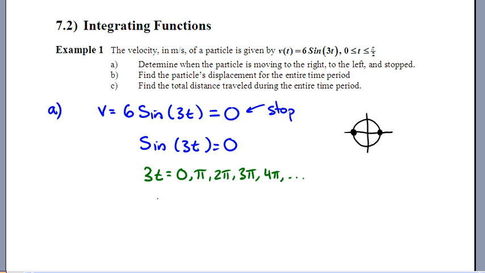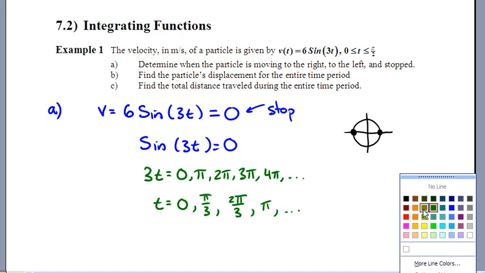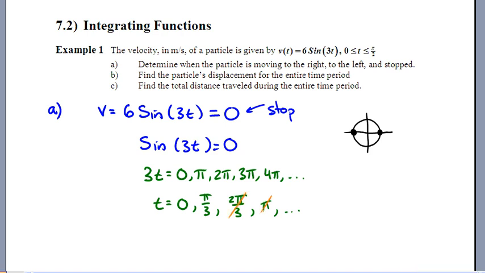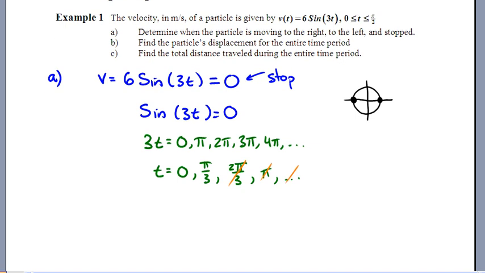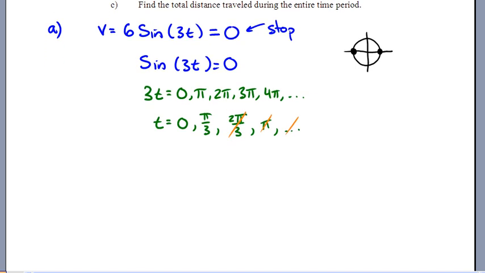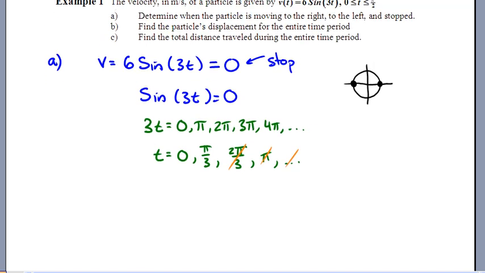Now I'm going to divide that by 3 because it was 3t that had to equal that. Well, 0 divided by 3 is still 0. This would be pi over 3, which is less than pi over 2. And then when I divide this one by 3, I would have 2 pi all over 3, and by then you're already too big. And then 3 pi divided by 3, that would just be a pi, and so on. But we've gone past pi over 2 already. That one's too big, and that one's too big, and all the other ones are too big. So really, there are only 2 moments where this thing is stopped, and that's at time 0 and at time pi over 3.